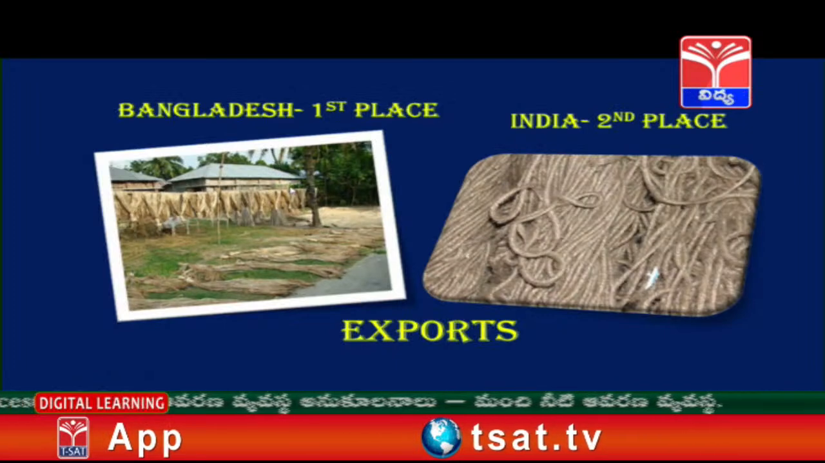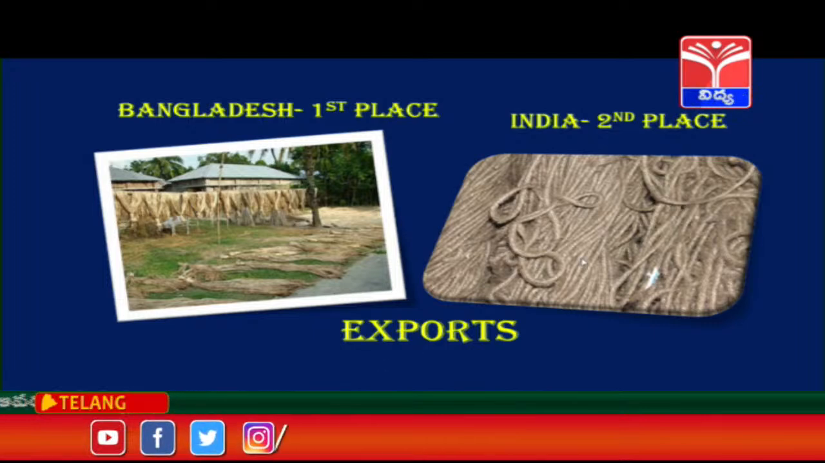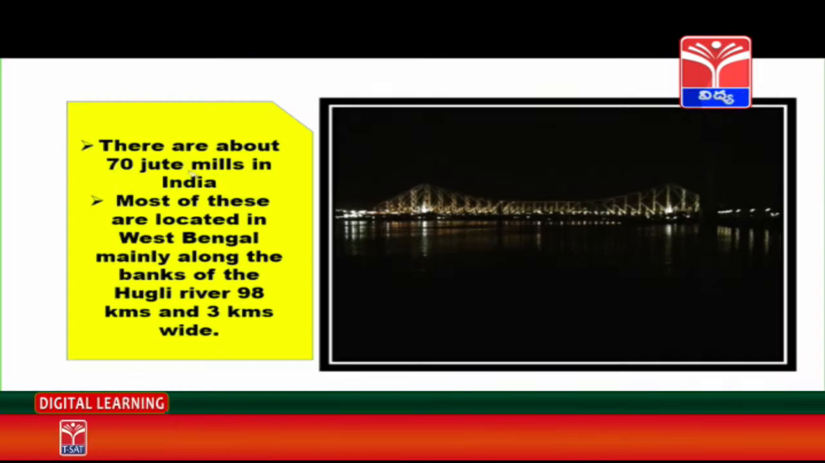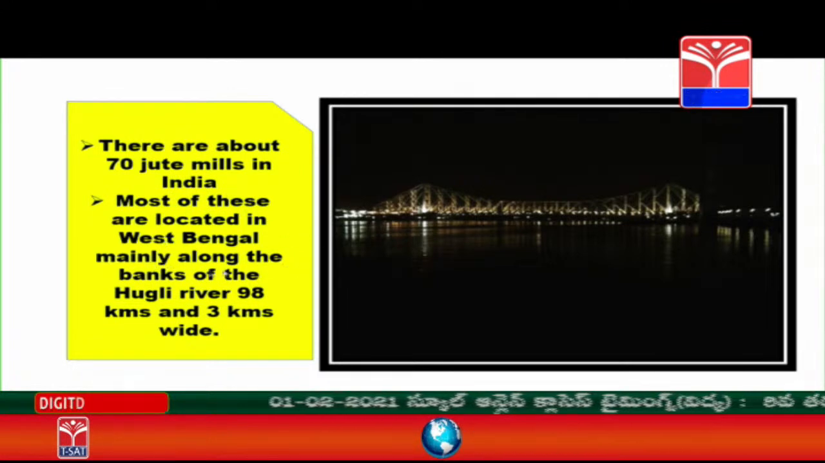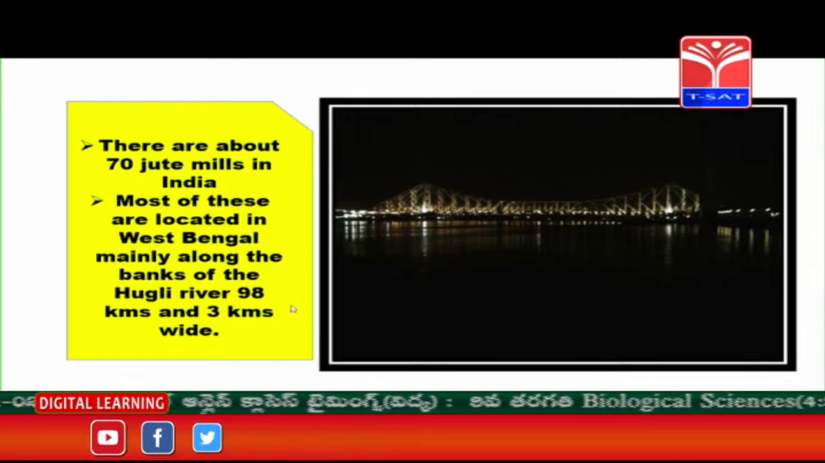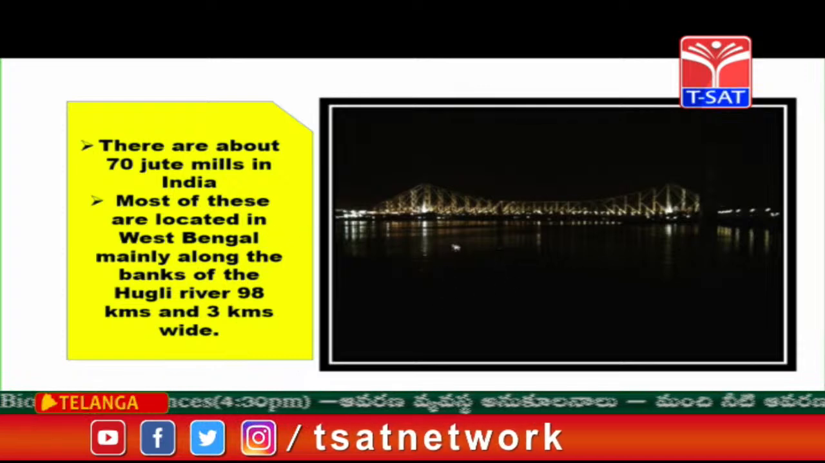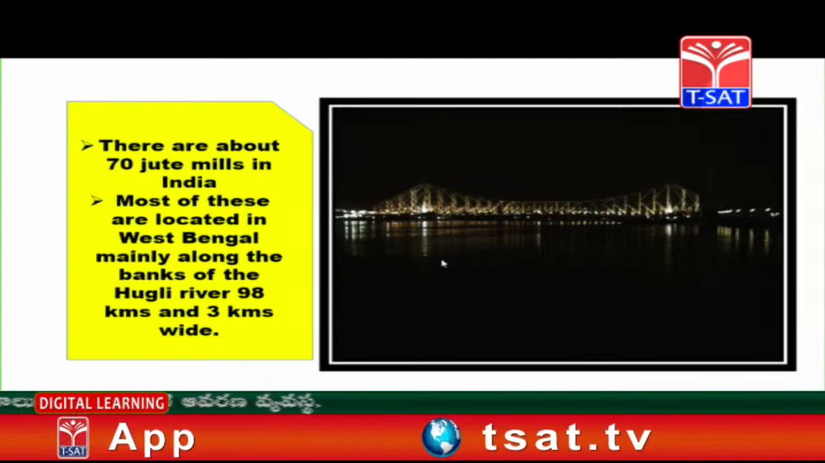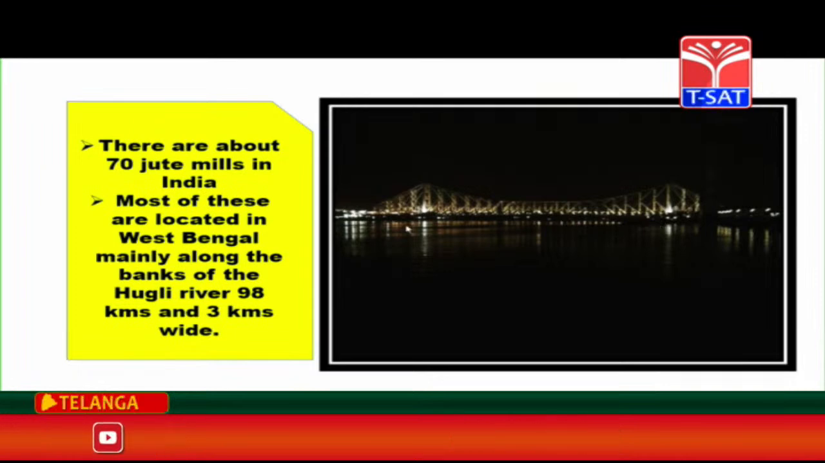Bangladesh stands first place in the exports of jute, whereas India stands second place in exports of jute. There are about 70 jute mills in India. Most of these are located in West Bengal, mainly along the banks of the Hooghly River, 98 kilometers long and 3 kilometers wide. So, if you look at this picture, this is Hooghly River and where is it located? It is located in West Bengal, and this is the Howrah Bridge, the very famous bridge in West Bengal.